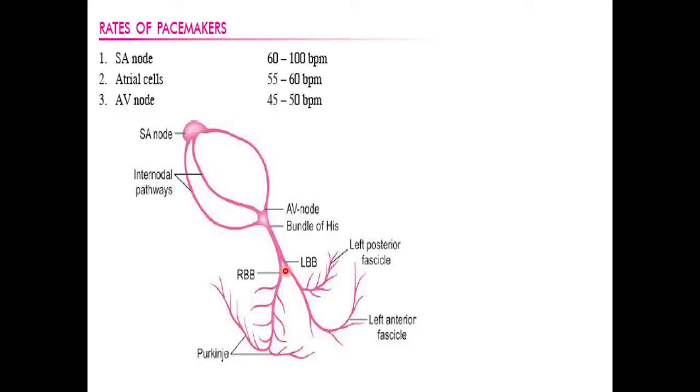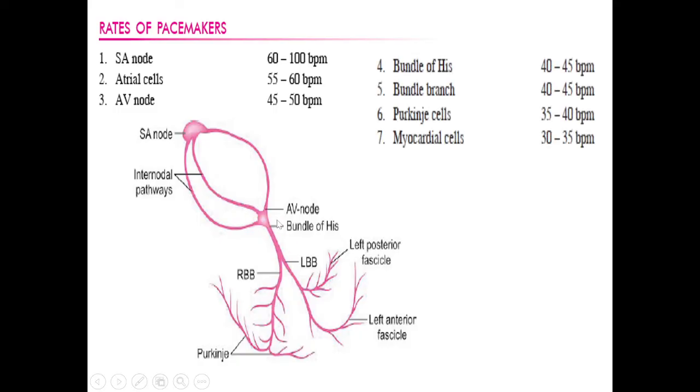Okay, if this node doesn't work, what about the others? The bundle of His can be a pacemaker, bundle branches, Purkinje cells, even myocardial cells, but the rate is about 30 to 35.